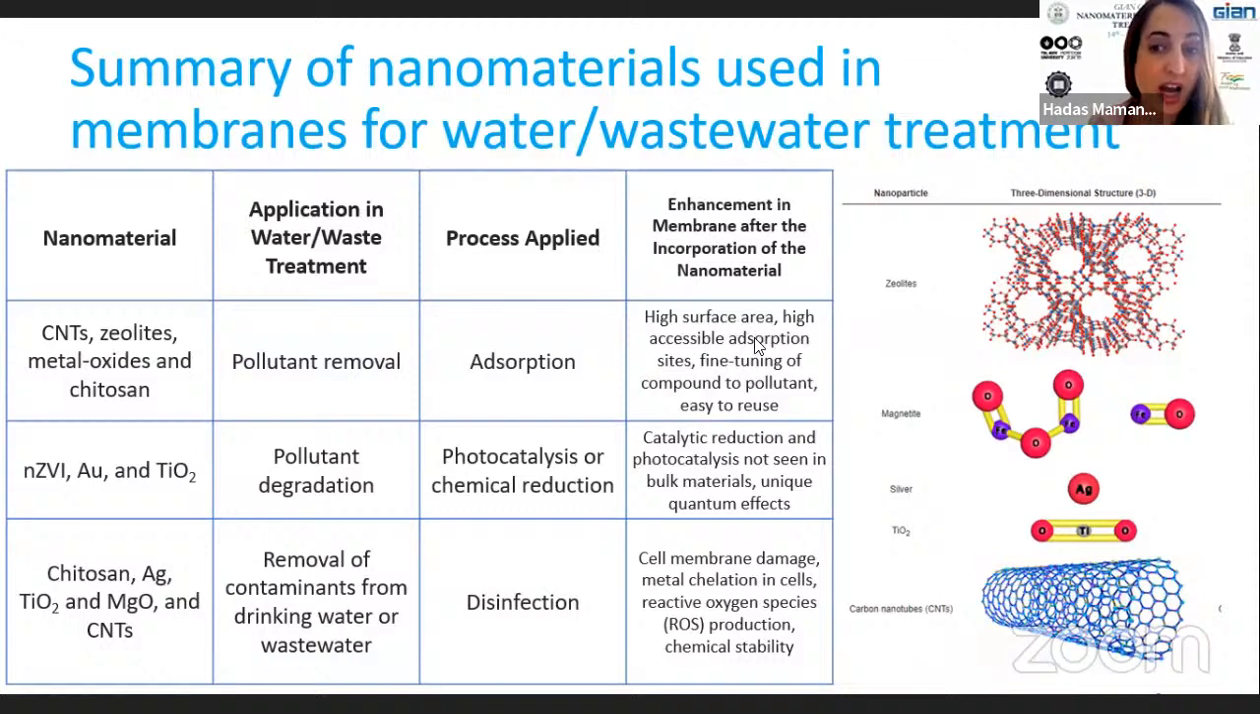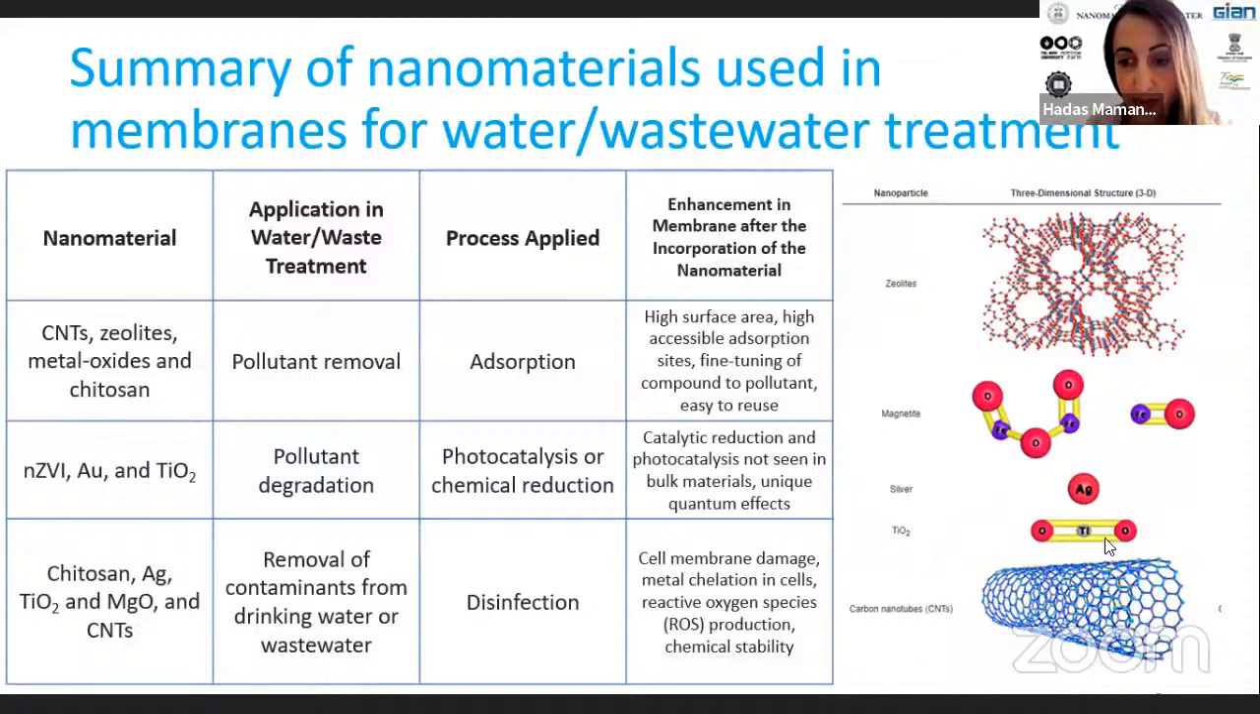Could be high surface area, high accessible absorption sites, fine-tuning the compound for the pollutant, and ease of reuse. This is a very important feature. Additional things, for example, could be gold or titanium dioxide for pollutant degradation, photocatalysis, and chemical reduction.